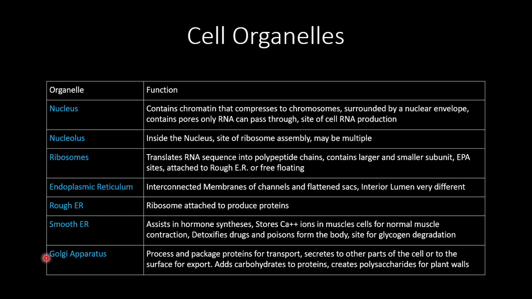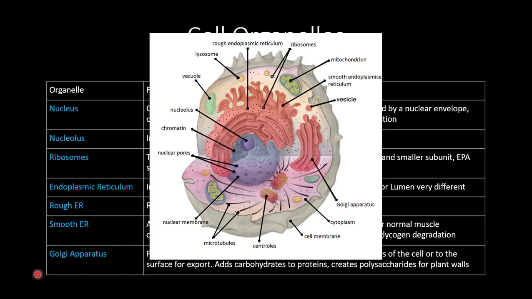The Golgi apparatus. This processes and packages proteins for transport. It's like the mailman of the cell. It secretes to other parts of the cell or to the surface for export. It adds carbohydrates to proteins and creates polysaccharides for plant walls.